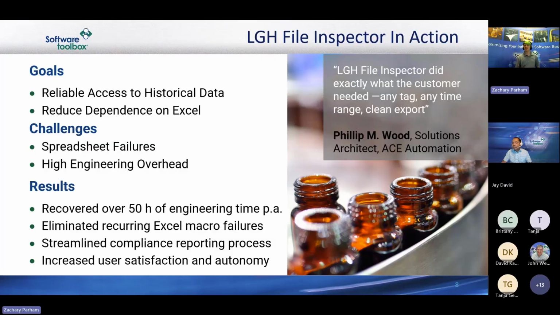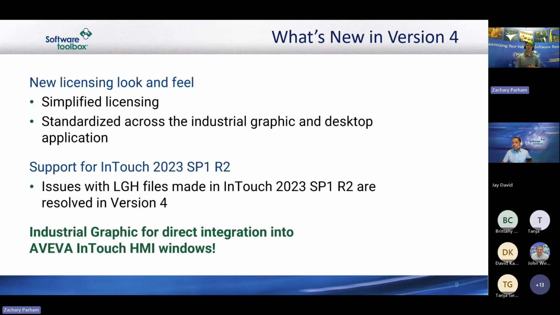So now that we've reviewed what LGH File Inspector is and some of the ways in which it is used, let's talk about what's new in version 4. So first, there's a new licensing look and feel, simplified licensing that is now standardized across both the industrial graphic and the desktop application. A couple of things that took a few pages to go through are now all on one page. Specifically, the offline activation is a little easier now. We've also added full support for LGH files created in InTouch 2023 SP1R2. We had some users reporting issues with files created in that version, but that has been resolved in version 4 with a lot of success.